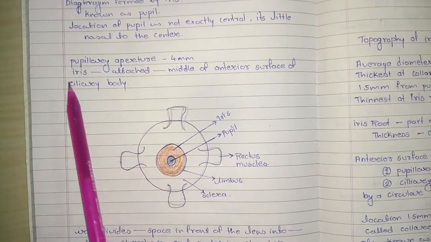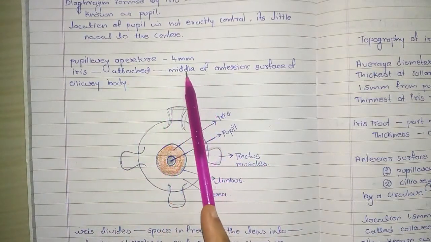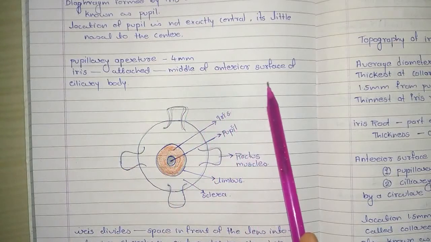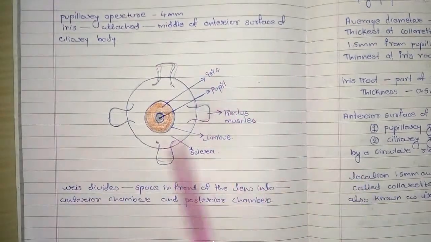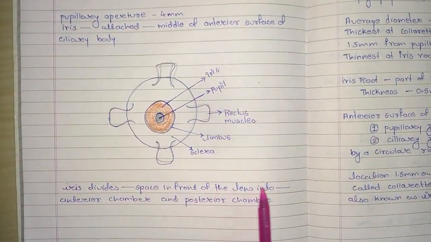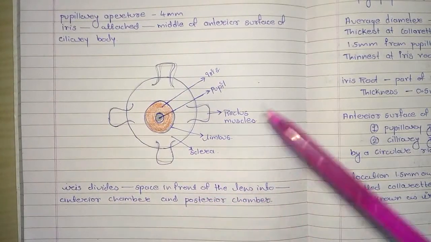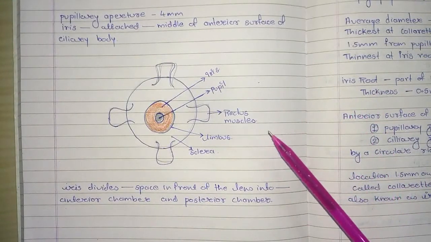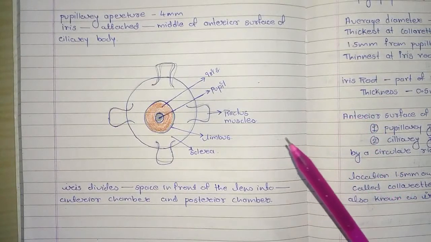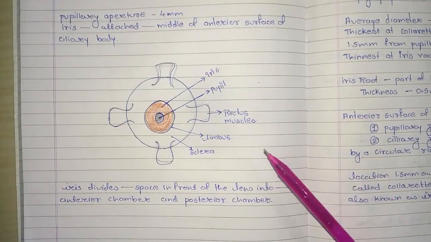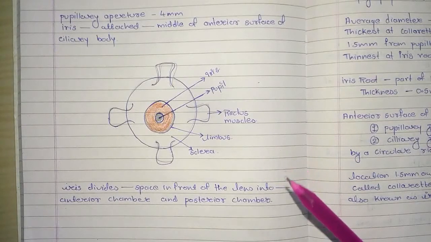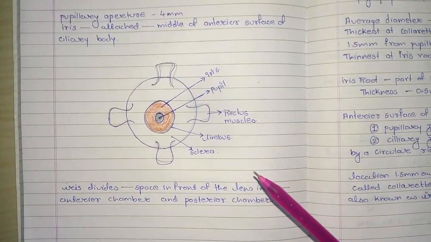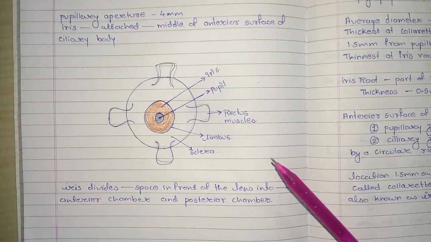Now the iris is attached to the middle of the anterior surface of the ciliary body. Iris divides the space in front of the lens into the anterior chamber and the posterior chamber. It is important to note that when the pupil is constricted, the posterior surface of the iris is in more contact with the lens capsule, and when the pupil is fully dilated, the iris may not touch the lens.